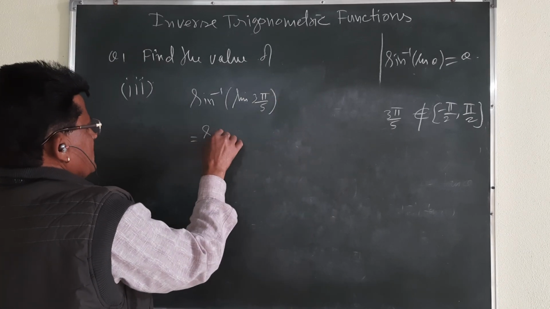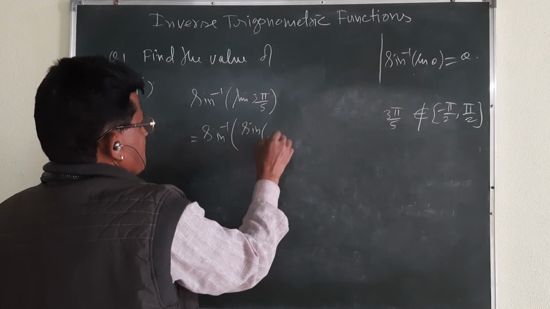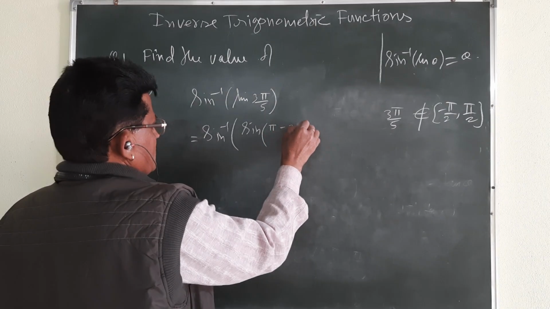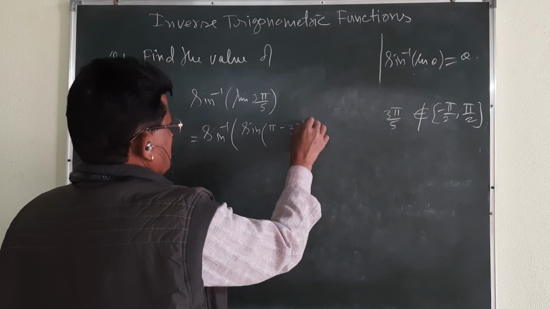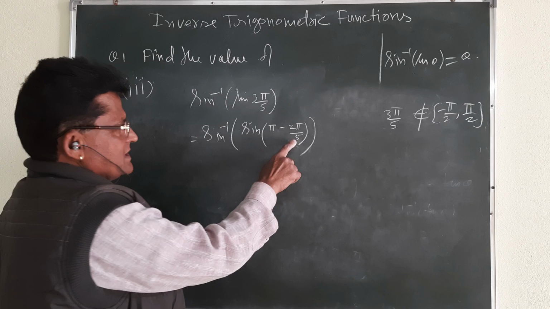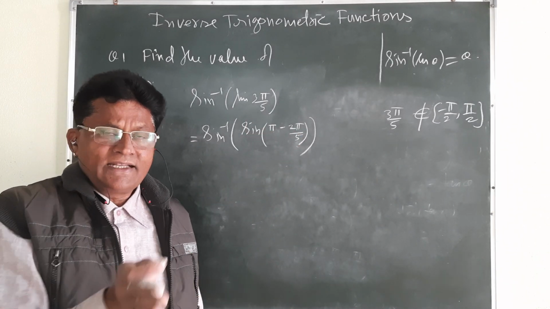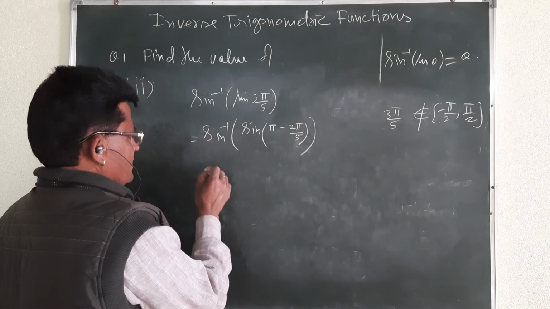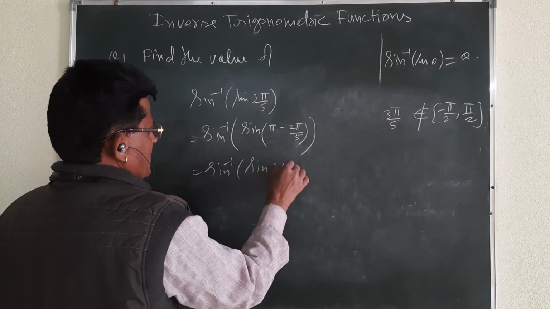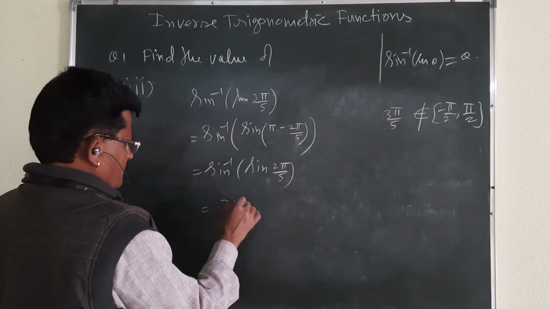Okay, let me take sine inverse sine of pi minus 2 pi by 5. I have changed 3 pi by 5 into this form. If you take the LCM, 5 pi minus 2 pi, that will be 3 pi by 5. That is why I have changed it into pi minus theta. Just before, I told you sine of pi minus theta is sine theta, so 2 pi by 5.